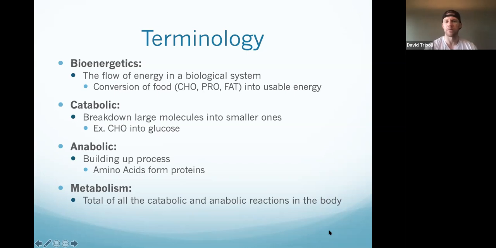And what is metabolism? That is the total of both the catabolic and the anabolic reactions going on in the body, because they're constantly going on. Some things are being broken down, some things are being built up. And so your metabolism is the total of those things.